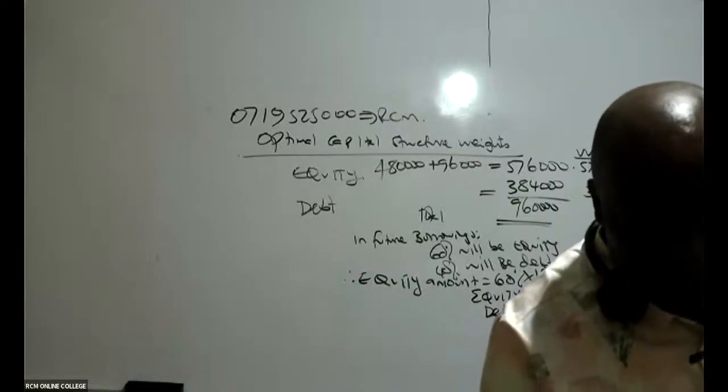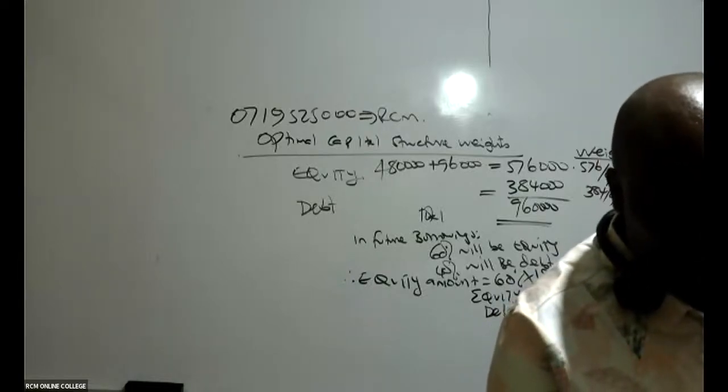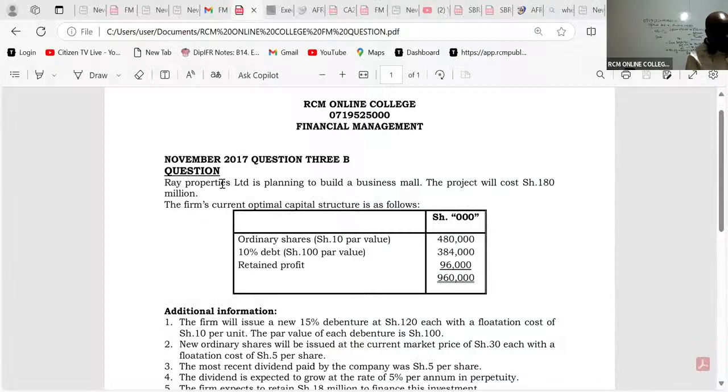Where do you get the 180? Thanks for asking. Remember, Ray Properties Limited is planning to build a business mall. The project will cost how much here? 180 million. So this is the amount you are looking for. You, as the finance manager, have been told to do a mall, and the project cost is 180 million, so they tell you to go outside and look for that 180. Then you're going to issue shares of 108, and then debt of 72.